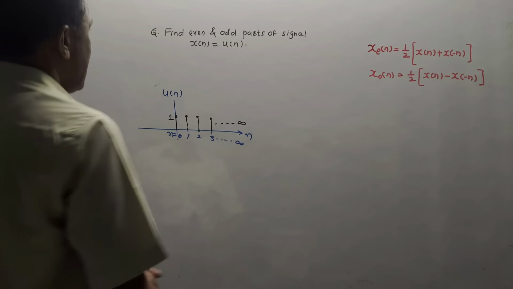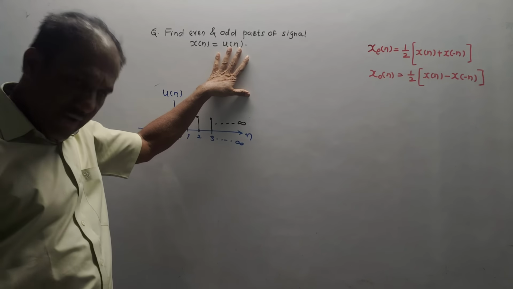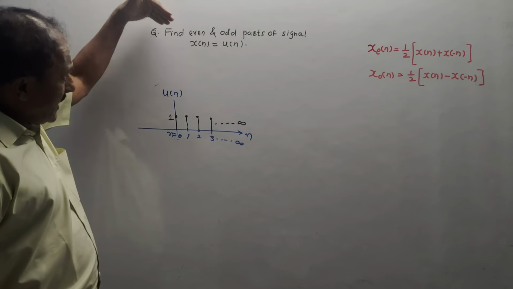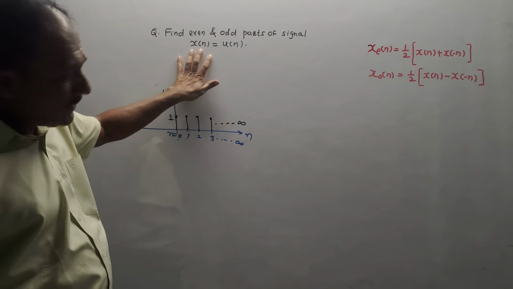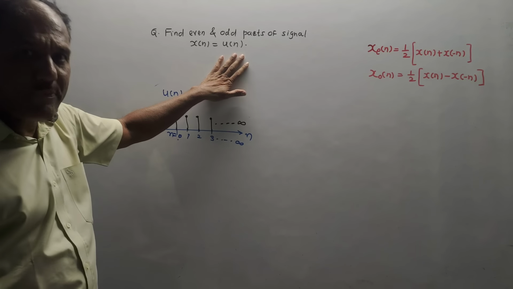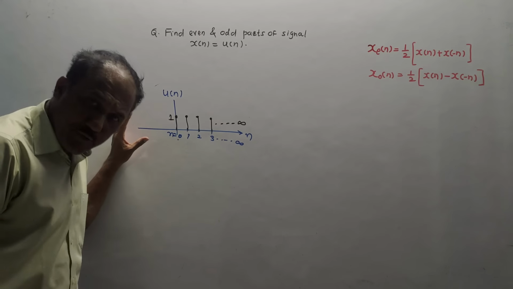The next question is: find the even and odd parts of the signal x of n equals u of n. The question can also be phrased like this: sketch the even and odd parts, one and the same thing. The given signal is x of n, which is equal to u of n. u of n is the unit step, which we just discussed. For reference, I have drawn the diagram of the unit step.